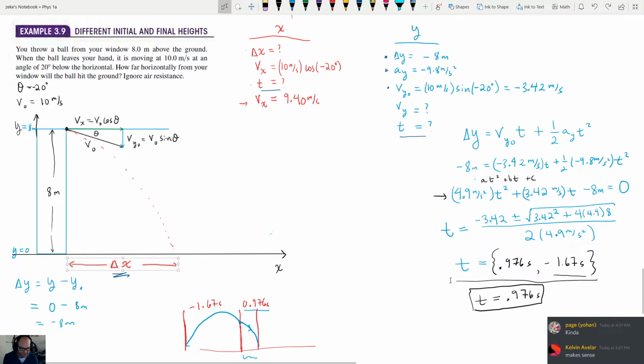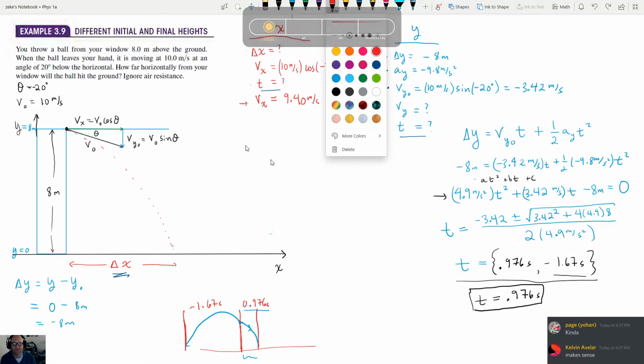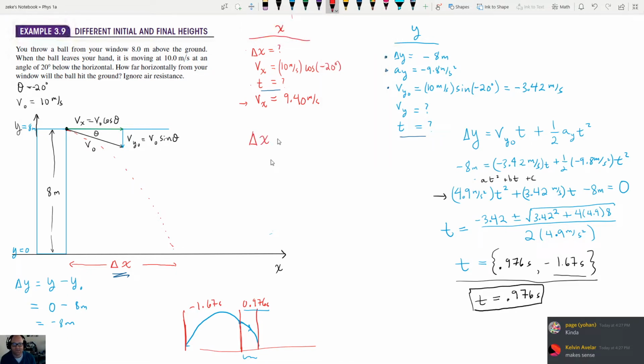So we know the time that it takes to hit the ground. So now we can figure out the distance that it traveled, right? Delta x. So let's do that. Now we can say that our equation for delta x is that delta x is equal to the x velocity times time. The x velocity never changed.